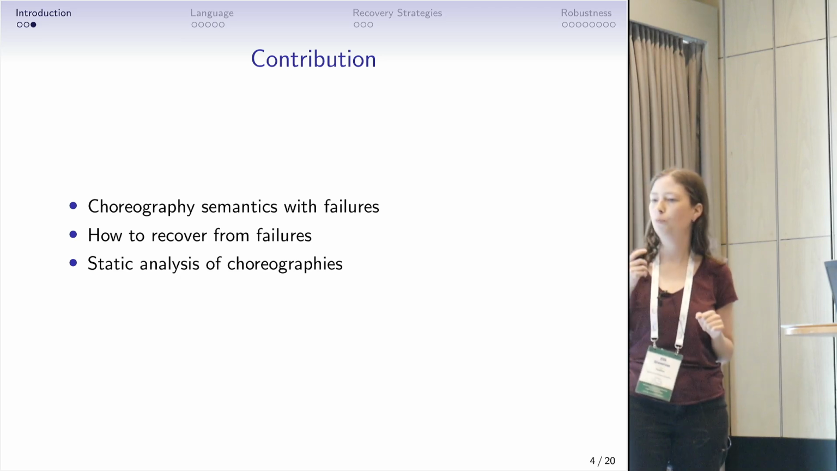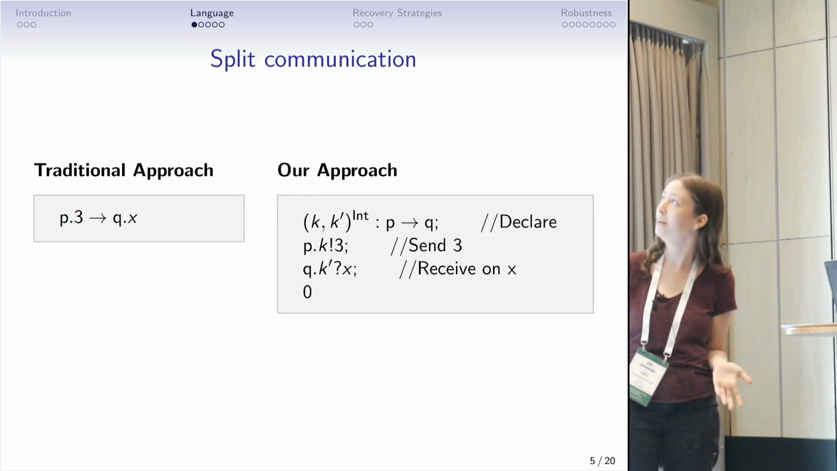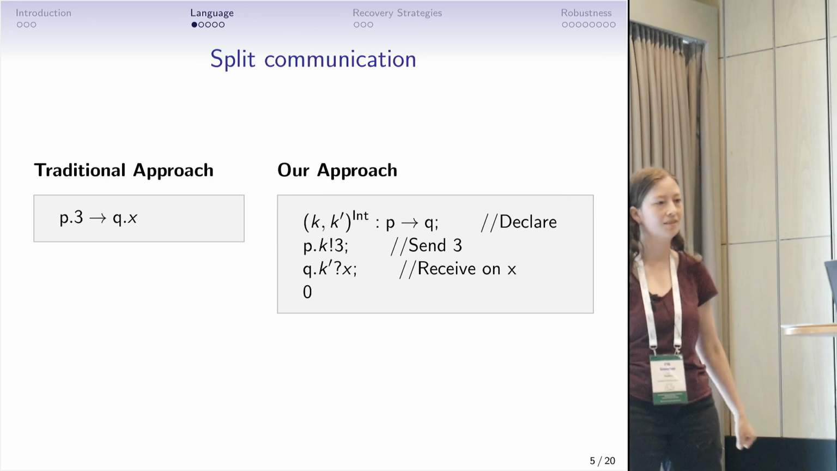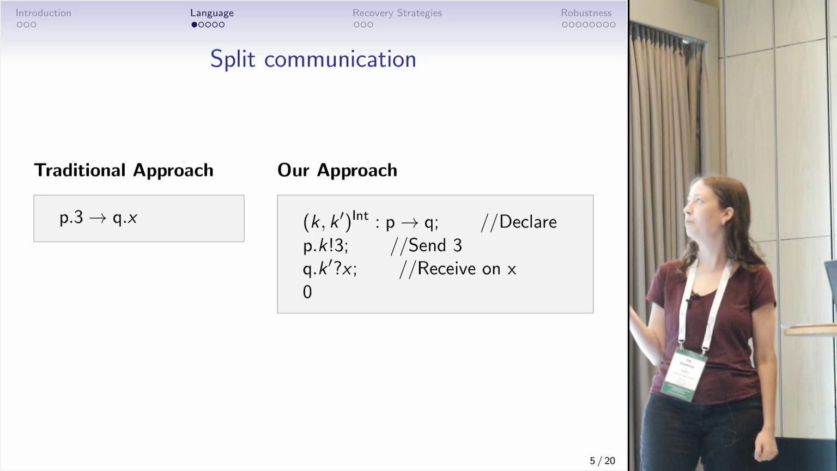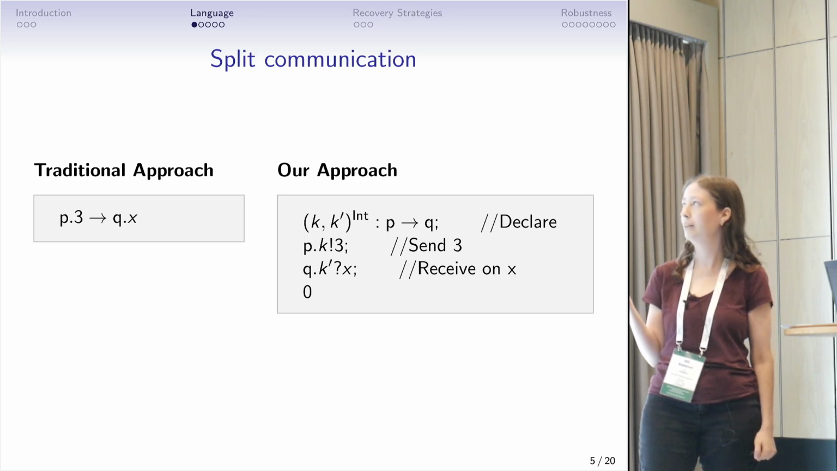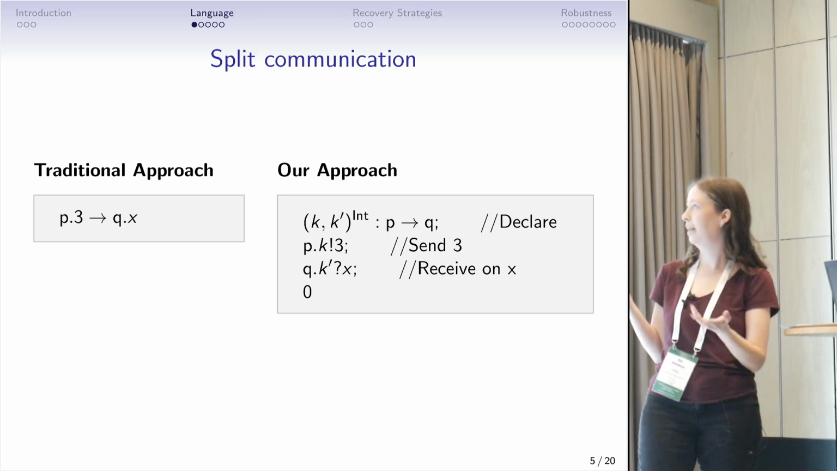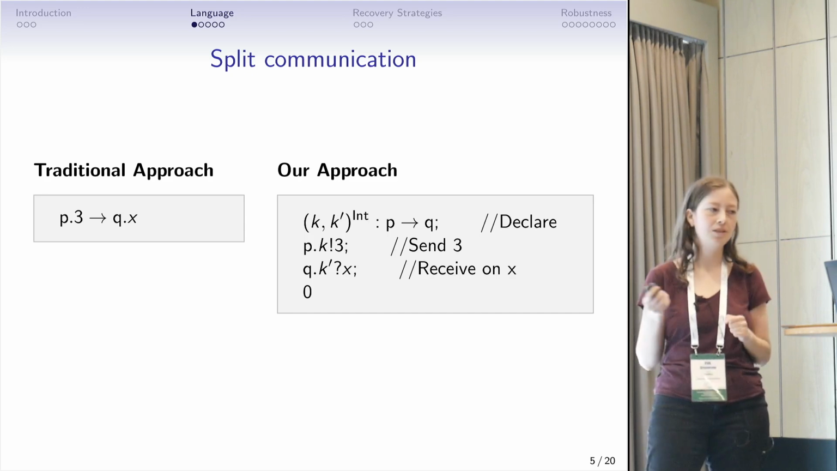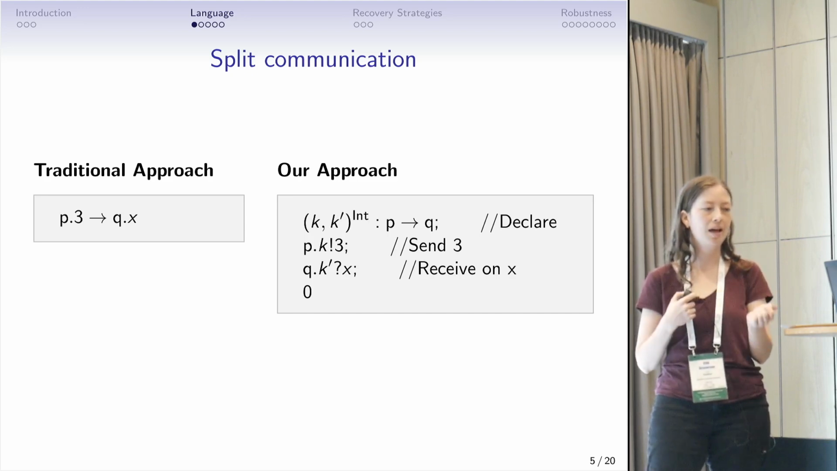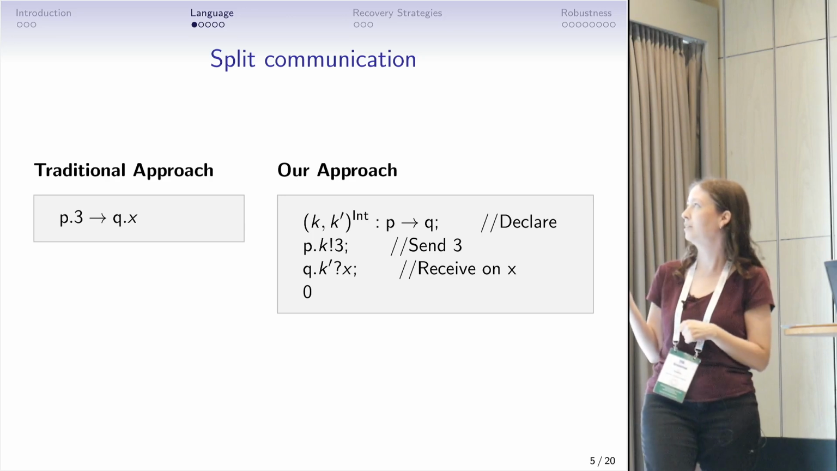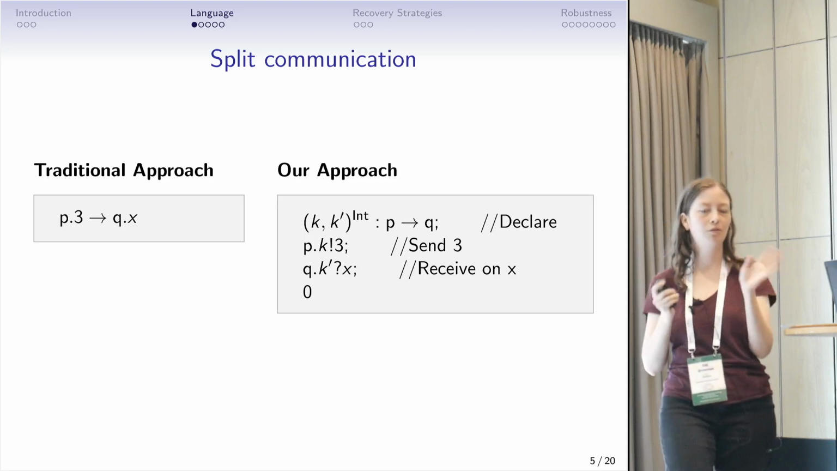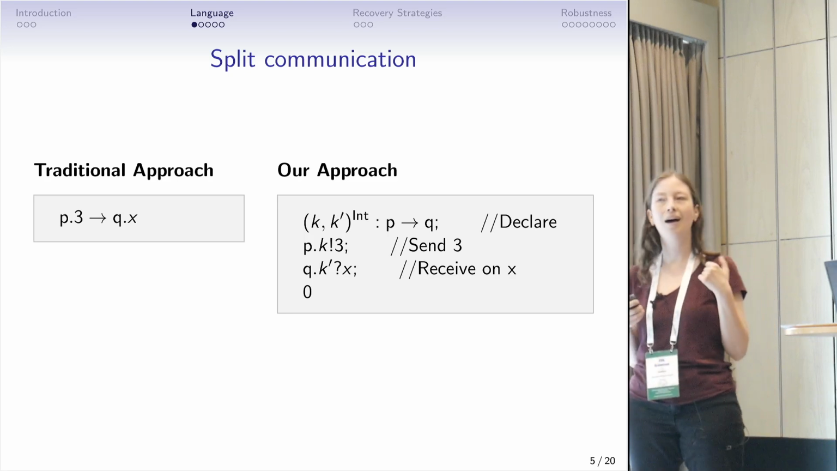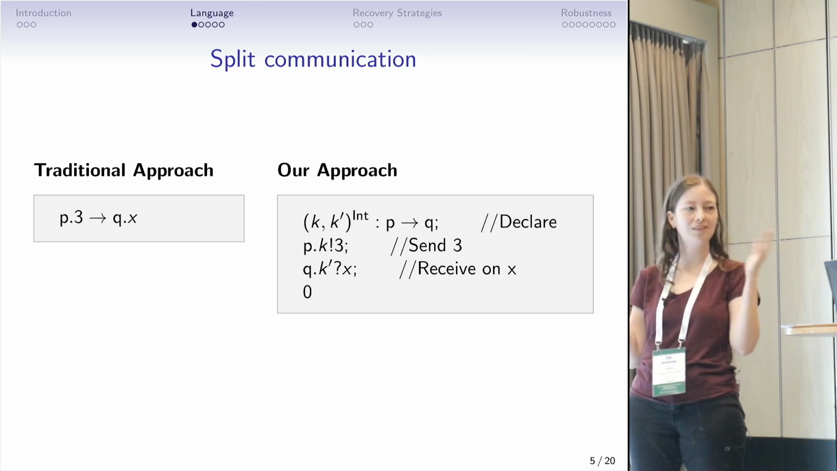So first of all, what does our language look like? Traditionally, you have our communication here. In our language, instead, we have 3 steps to a communication. First, we declare a communication. This communication is going to be called K at P and K prime at Q, and it communicates an int. We have a type system. I'm not going to talk about it. It's not very interesting, but it's there. It does what you'd expect it to, more or less.